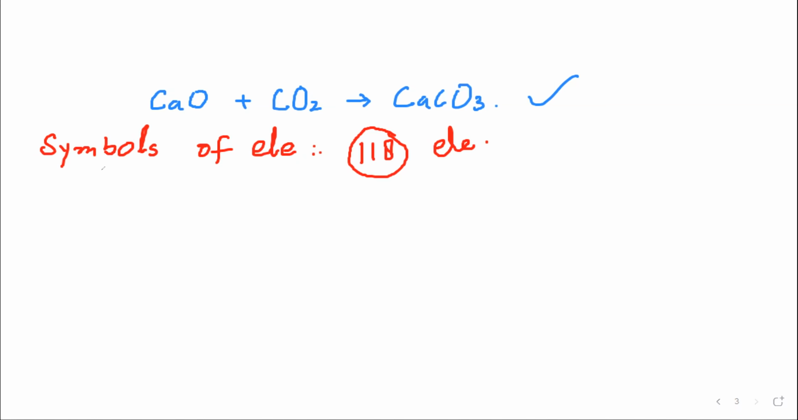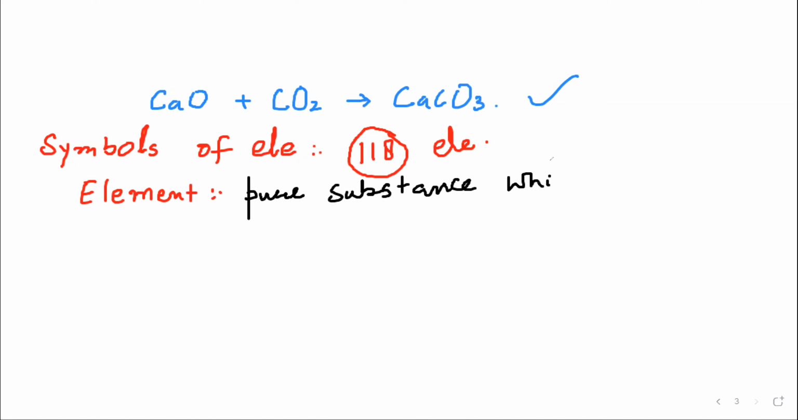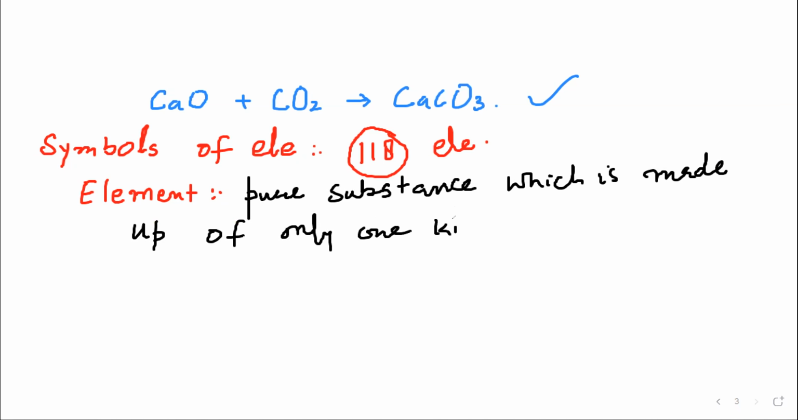So elements, what are elements? Can you first define what is an element? First tell me, is it a pure substance or a mixture? It is a pure substance, isn't it? Yes. So a pure substance which is made up of only one kind of atoms, correct? So that is your element.